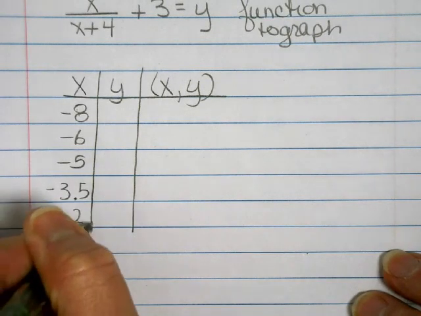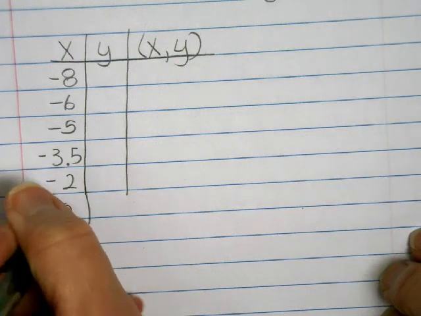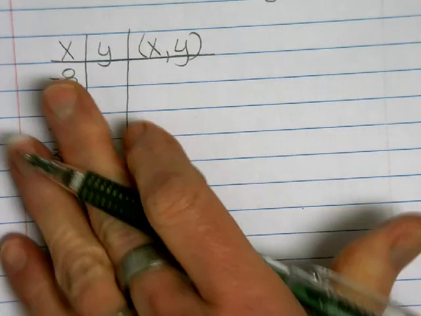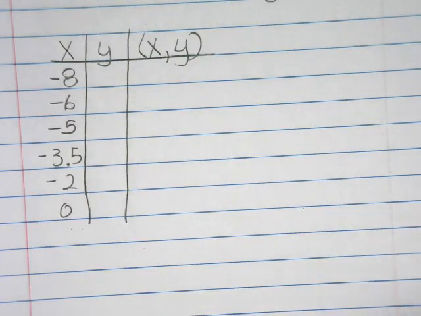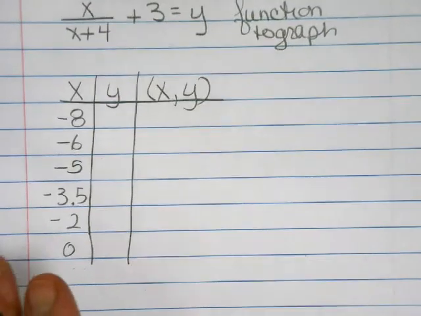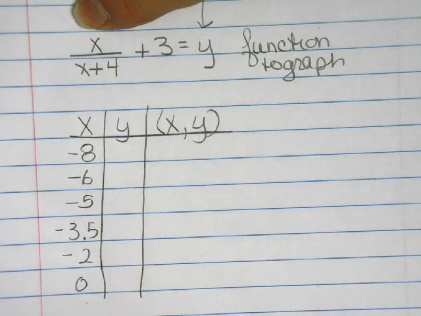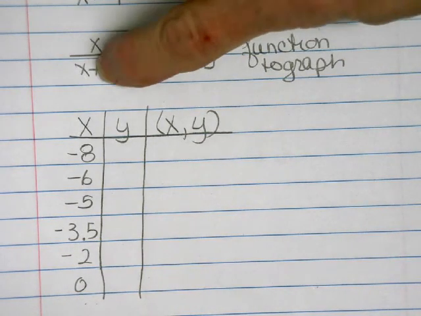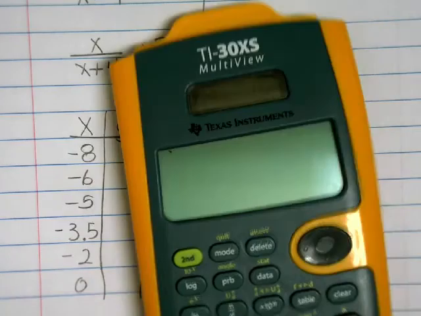Lots of numbers to plug in on that one. For the ACT practice, there was only one number we had to plug in. This one you have to plug in 1, 2, 3, 4, 5, 6 numbers and see what comes out. Plug into here. So I would get my calculator, and instead of x, I'd put a -8 over -8 plus 4, and then plus 3 on the outside.